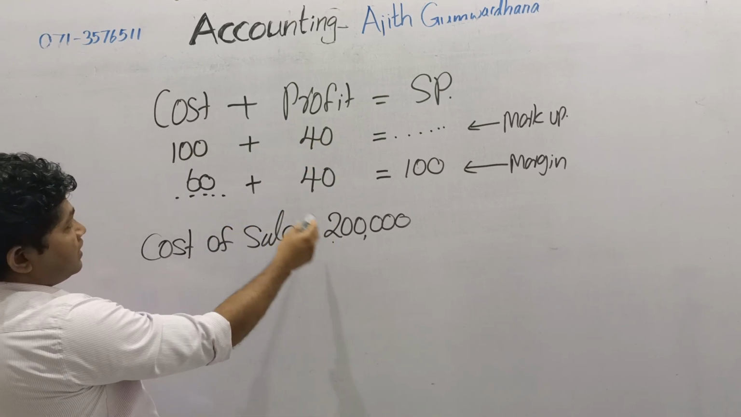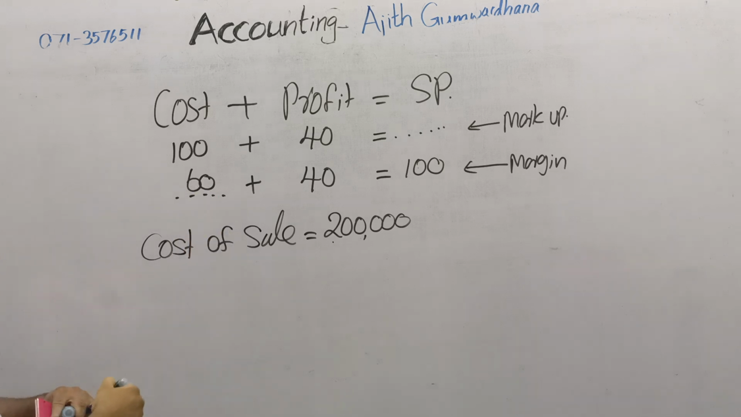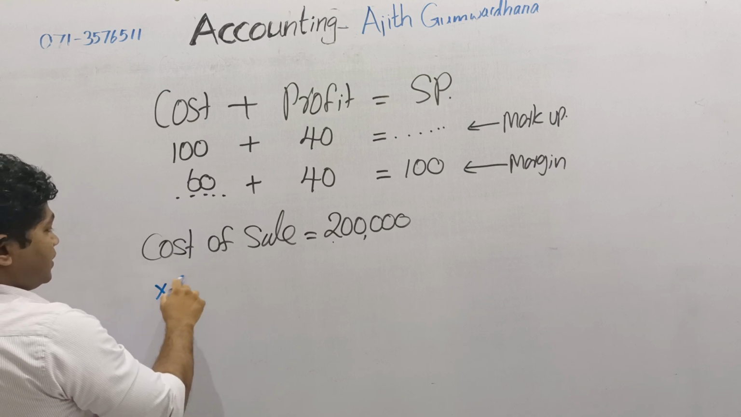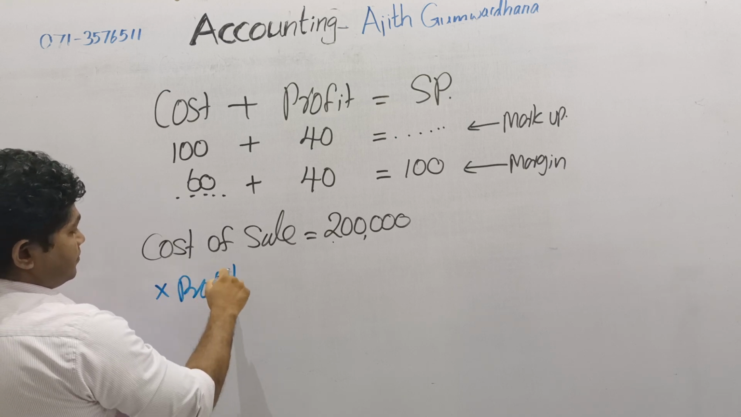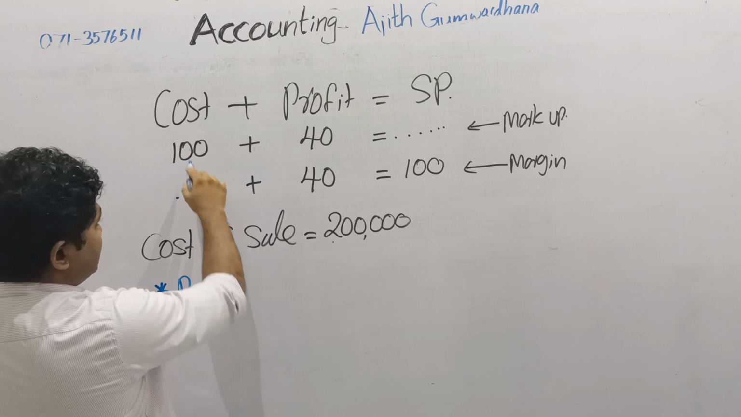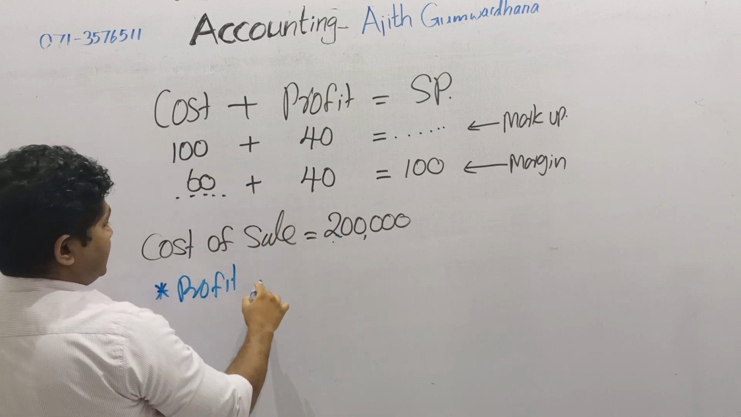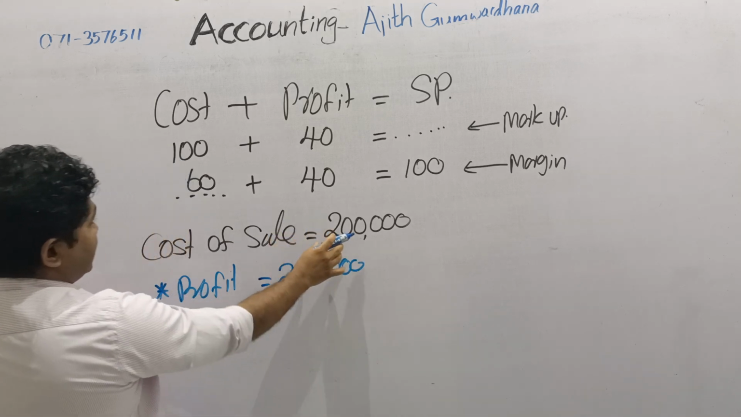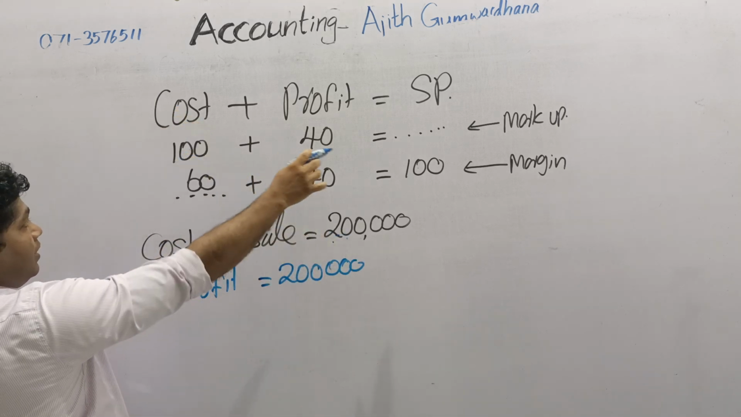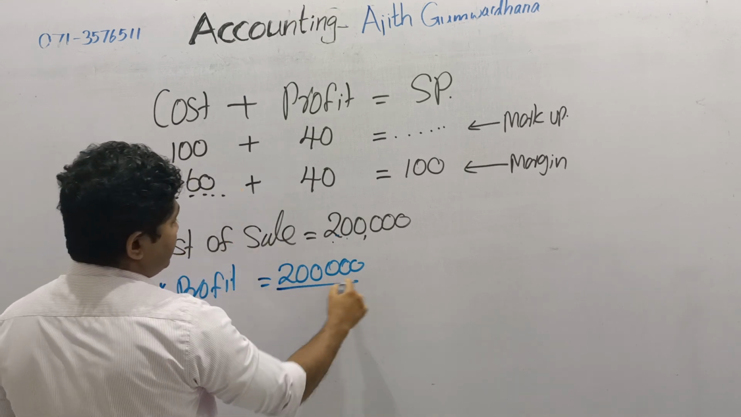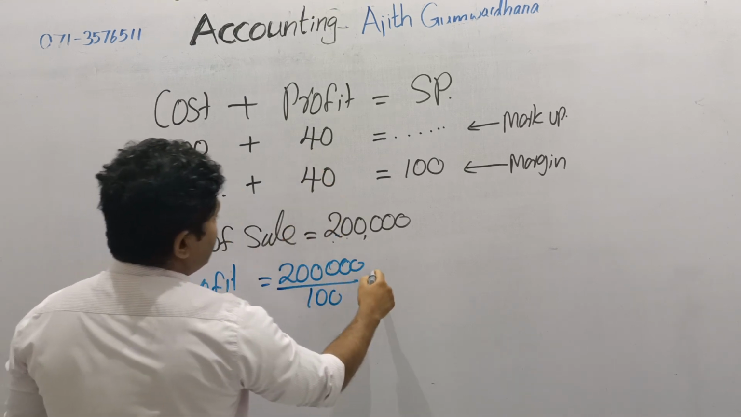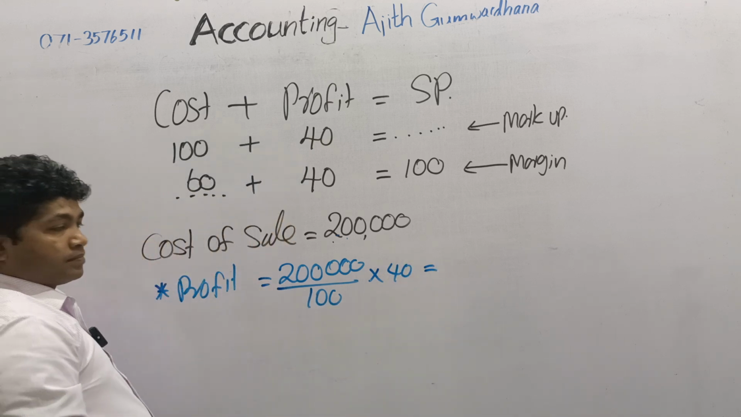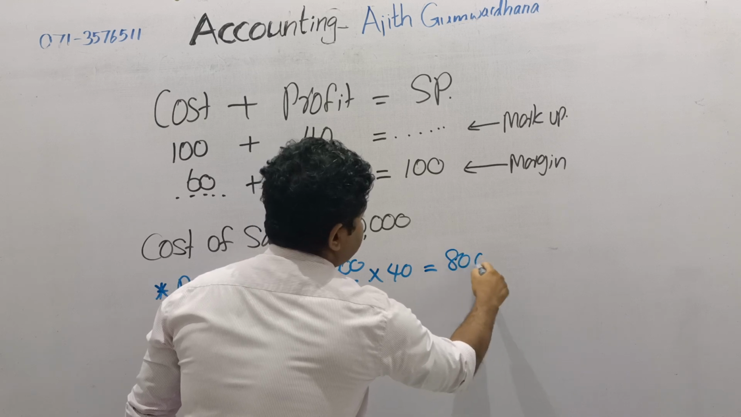Cost value is given. Think of the example of profit markup. Therefore, can we calculate profit? Think how to calculate profit. Profit equals, think cost value equals 100. Therefore, cost of sales, cost value is given as 1000. In this example, markup is 100. Therefore, divide by 100 into 40 and profit can be calculated. That's the gross profit. Therefore, gross profit equals 8000.